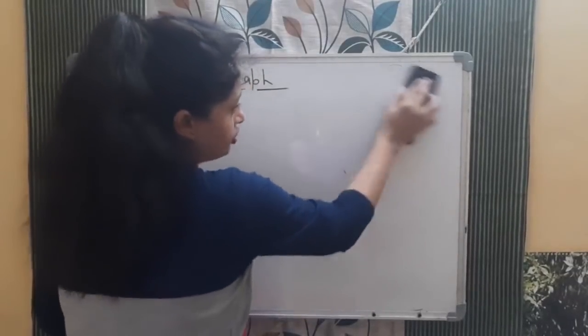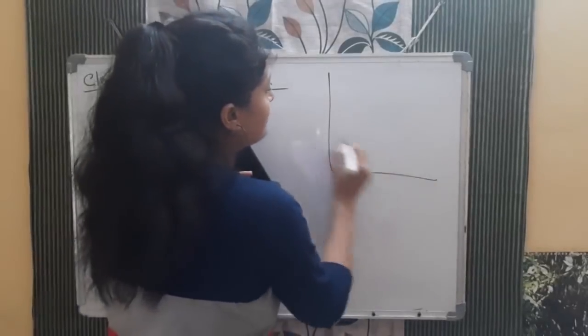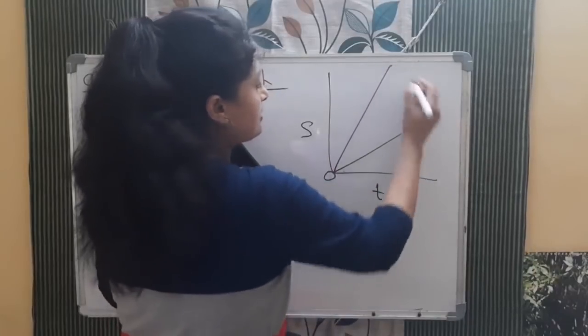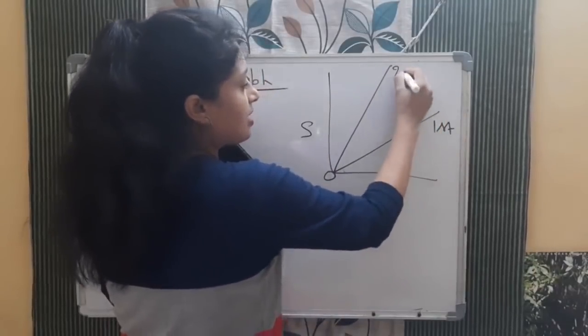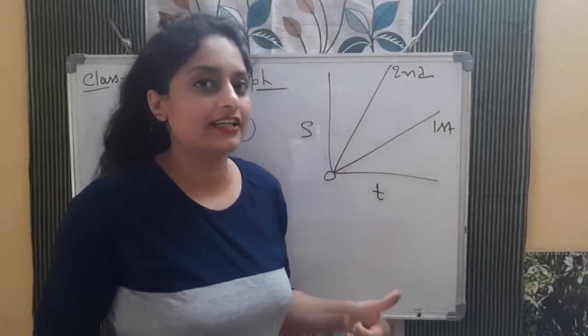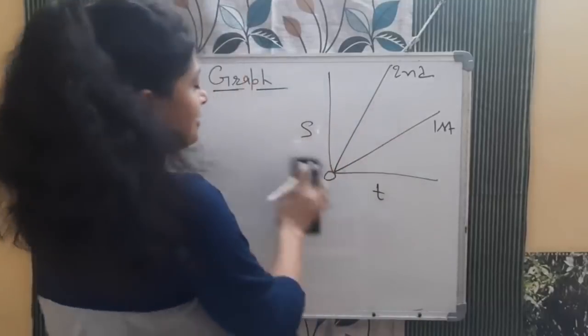For example, if I gave you a question: there is a graph of distance versus time from the origin. So out of these two curves, first and second, which one will have more speed? Speed will be higher in which one? The second, because its slope is greater. Okay, so that is the question.